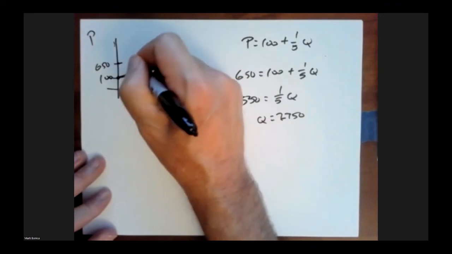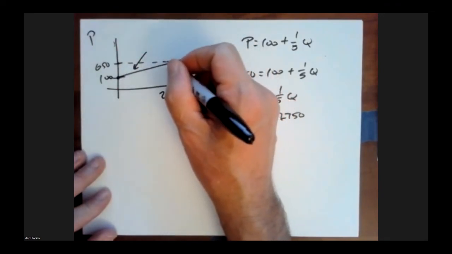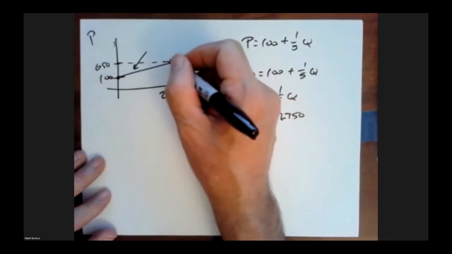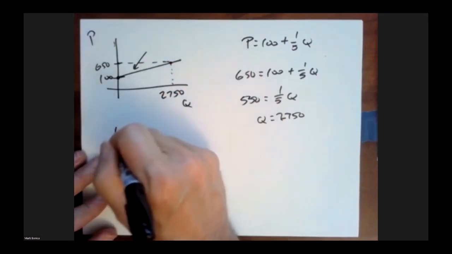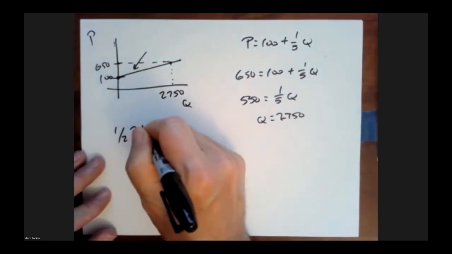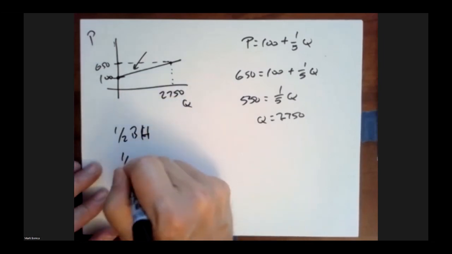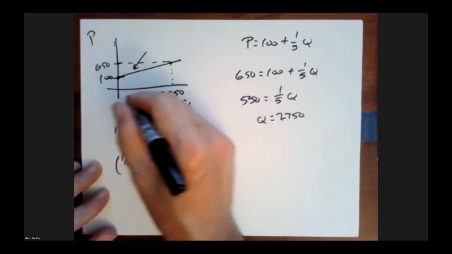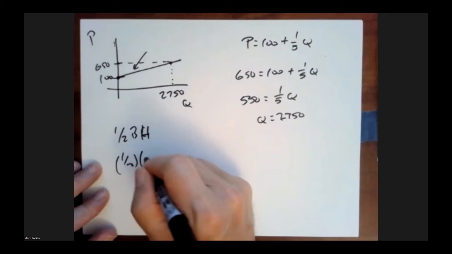And now, this is the producer surplus. It's the area above the supply curve, but below the price. So 1/2 base times height. Right. So 1/2, the base is the width of the triangle, which is 2750.